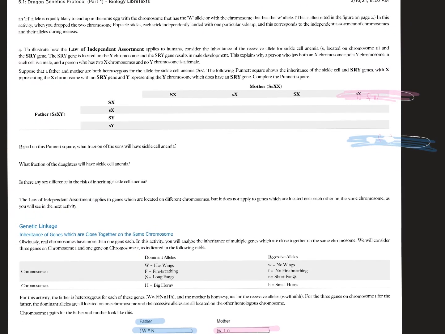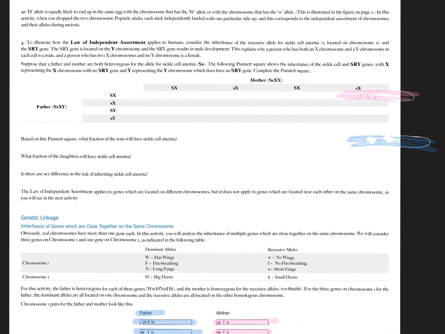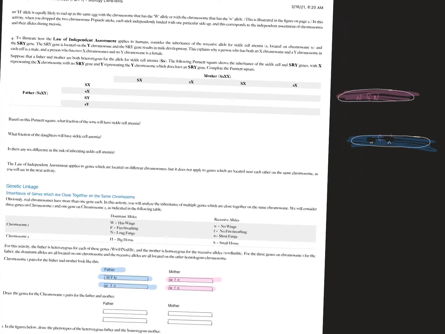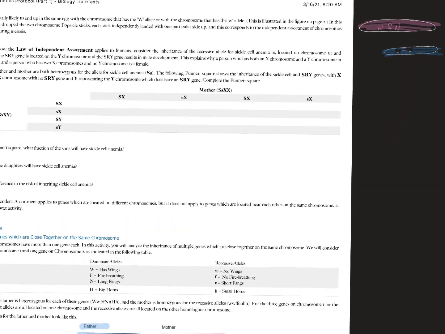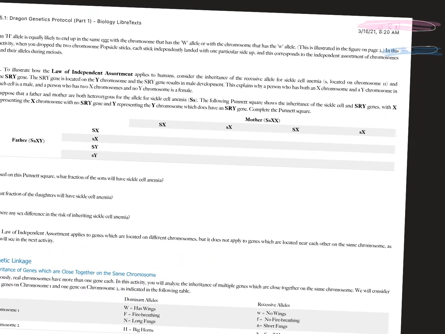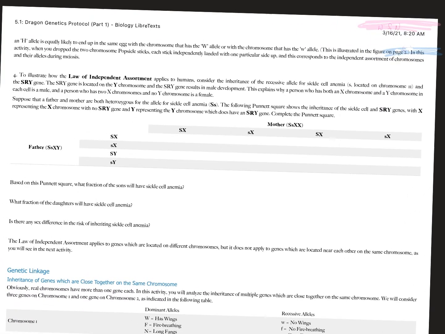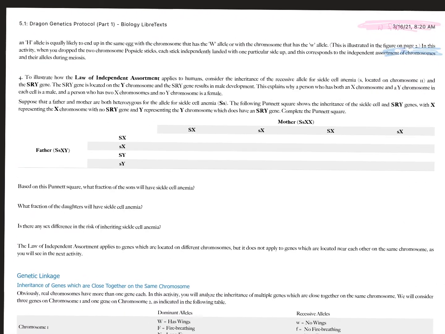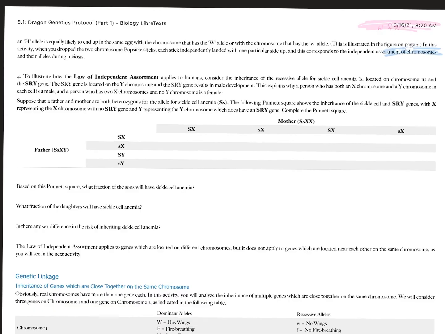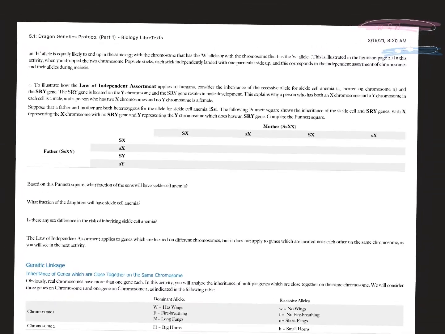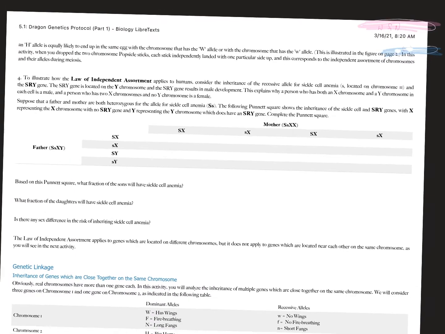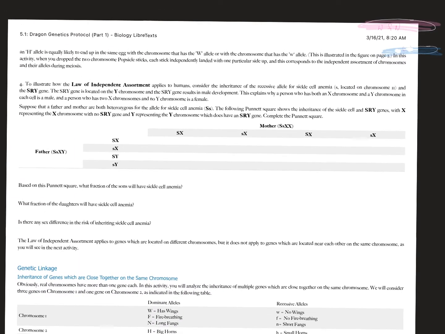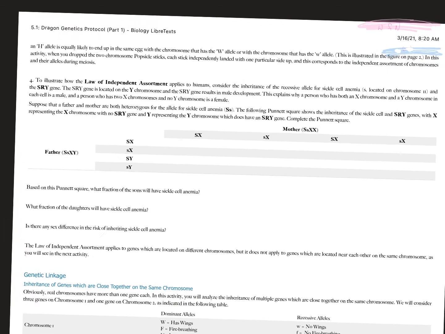To illustrate how the law of independent assortment applies to humans, consider inheritance of recessive alleles for sickle cell anemia. Sickle cell is a recessive allele, and it's located on chromosome number 11. The SRY gene is located on the Y chromosome. The SRY gene results in male development. So in order to be a male, you have to have the SRY gene, and it has to be on the Y chromosome.